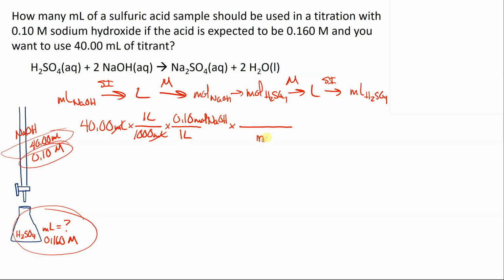We then need to use the balanced chemical equation to change moles of sodium hydroxide to moles of sulfuric acid. And as we do this, we're going to go to the balanced chemical equation and pull out the coefficients. As 1 mole of sulfuric acid will require 2 moles, that 2 right there, of sodium hydroxide.